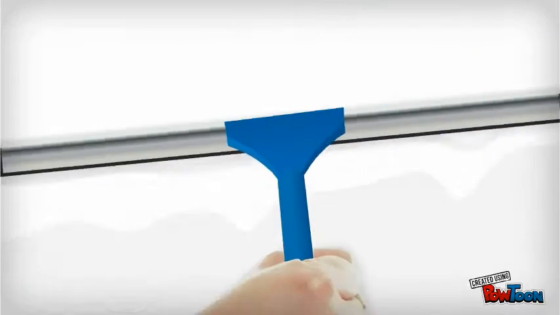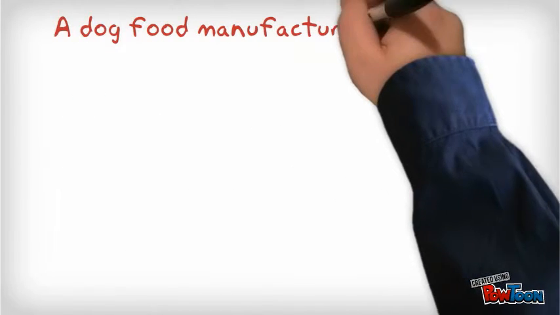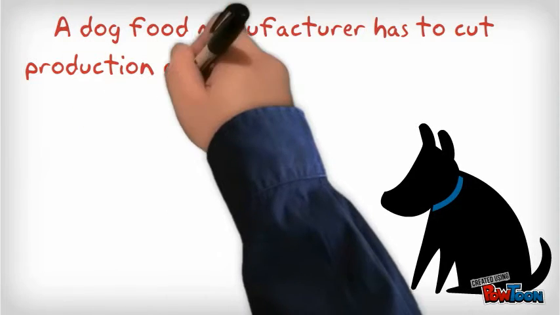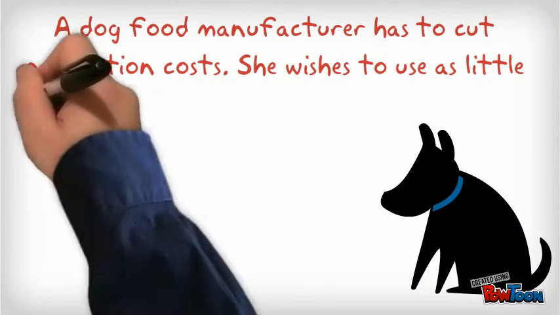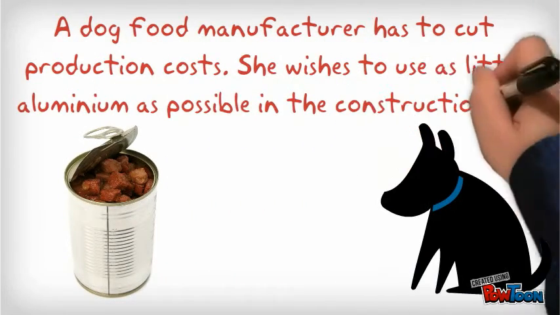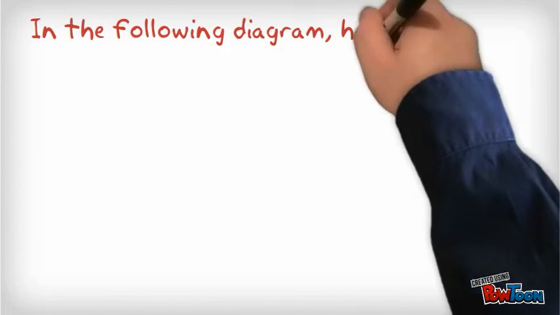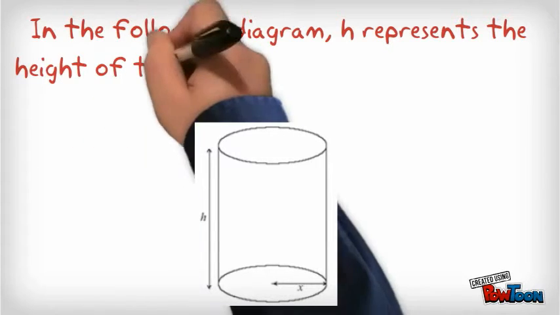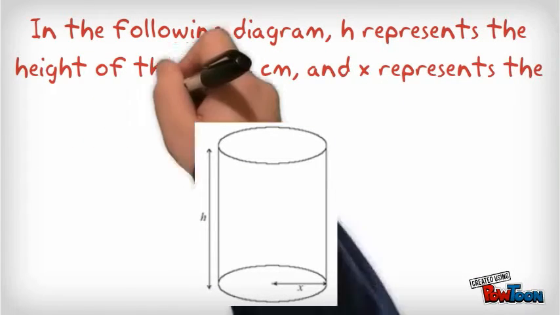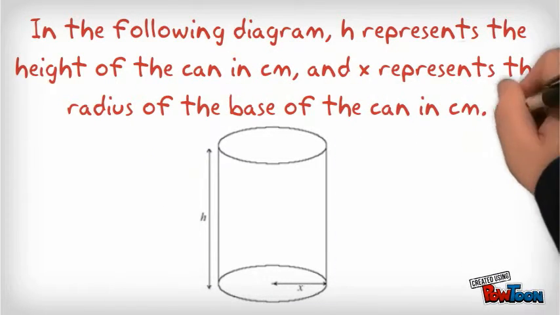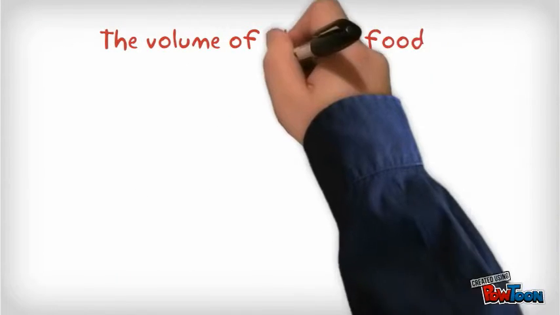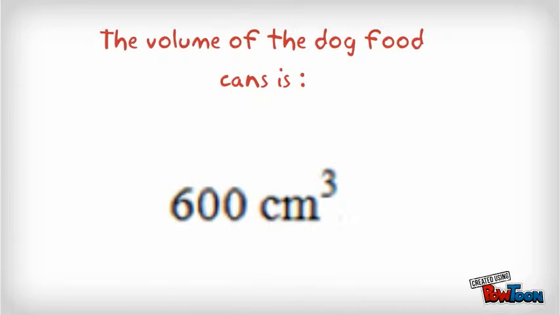Problem 7. A dog food manufacturer has to cut production costs. She wishes to use as little aluminum as possible in the construction of cylindrical cans. In the following diagram, H represents the height of the can in centimeters, and X represents the radius of the base of the can in centimeters. The volume of the dog food cans is 600 cubic centimeters.